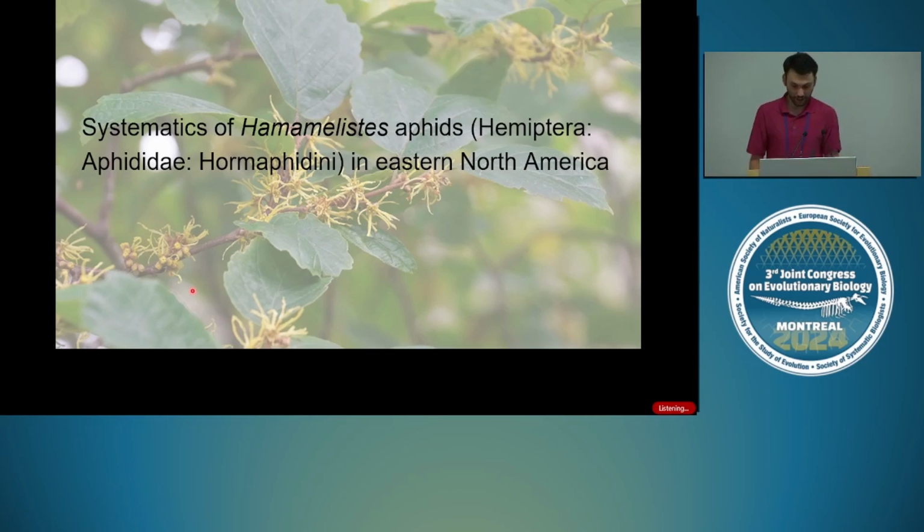Hello, everybody, I'm Gavin Munson from Utah State, and today I'm going to be talking about the spiny witch hazel flower galling aphid. These are galling aphids that exhibit both sexual and asexual complex life cycles that host alternate and specialize.